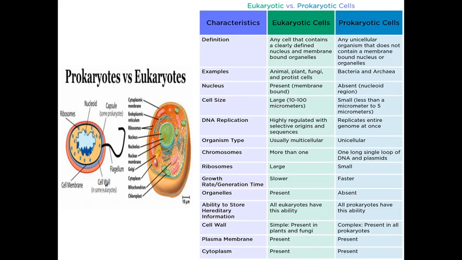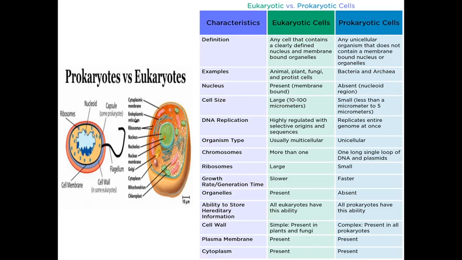Let's talk about what is a prokaryotic cell and what is a eukaryotic cell. So when we're talking about the prokaryotic cell and the eukaryotic cell, the cell which is primitive or has been made earlier is known as the prokaryotic cell. Whereas the modification of the prokaryotic cell, or the cell which is more complex, is known as the eukaryotic cell.